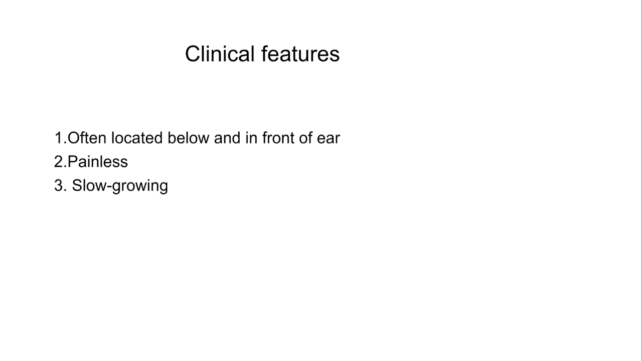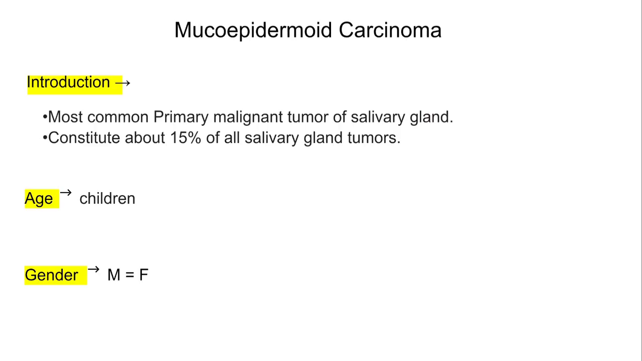Now we will be dealing with a malignant type of salivary gland neoplasms. Mucoepidermoid carcinoma. It is a significant topic when discussing salivary gland tumors. It's important to highlight that this type of carcinoma is the most common primary malignant tumor of the salivary glands. It accounts for about 15% of all such tumors, making it a crucial area of study in the field of oncology.